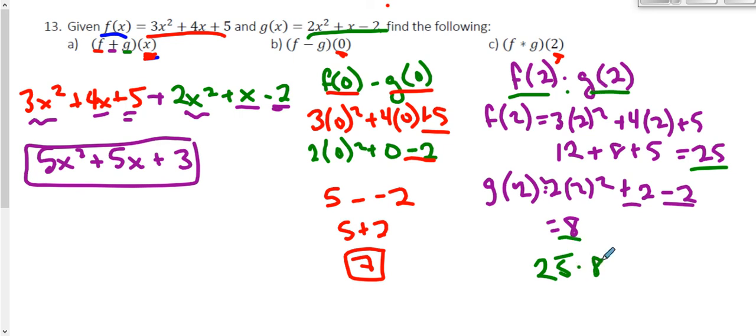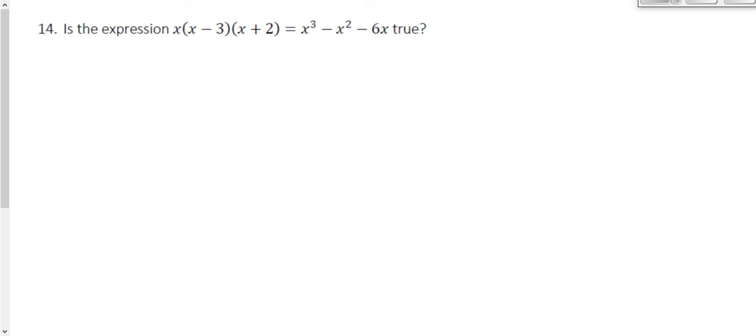All right. Let's go ahead and take a look at question number 14. For question 14, this is asking me, is this expression true? So all I have to know is, does the left side actually equal the right side? And I have two different ways of finding this out. The left is factored, the right is not. So I could either factor the left, multiply back together the left, or I could factor the right. Either way is totally acceptable.